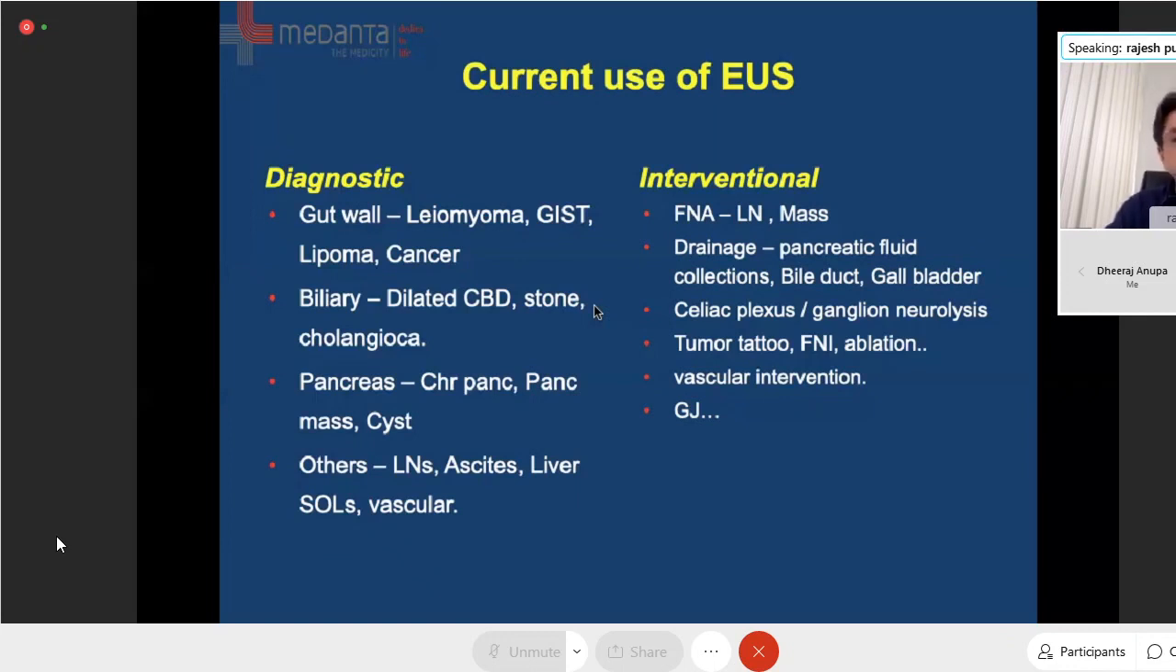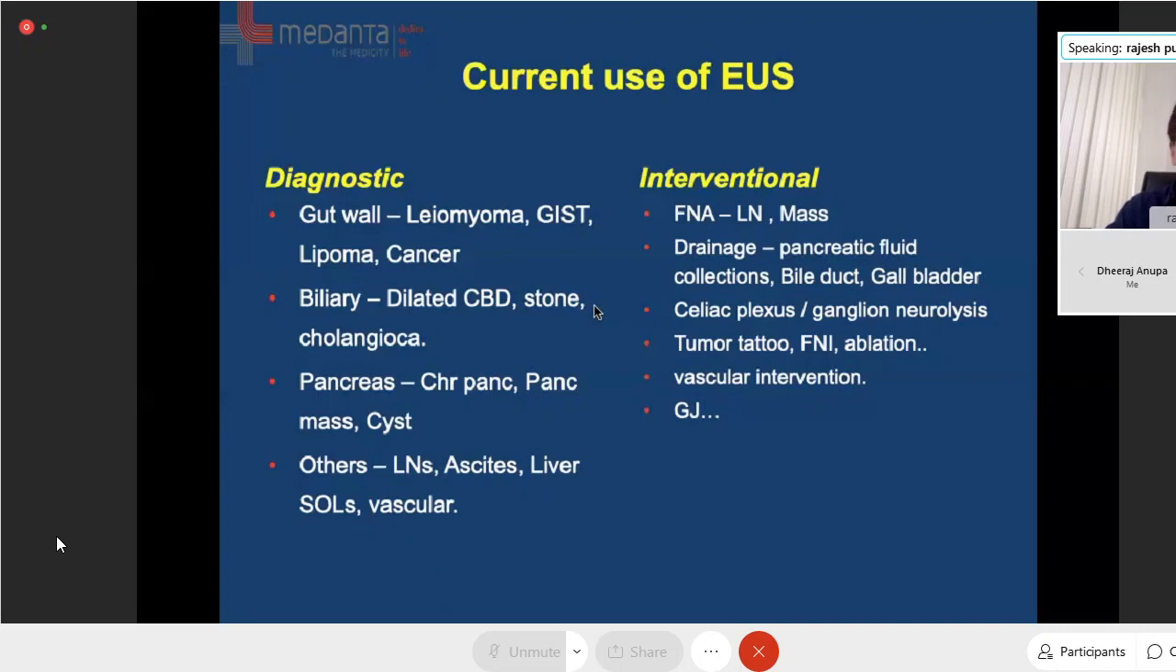When we talk about the uses of endoscopic ultrasound, I'm going to touch upon each one by one. In the gut wall, I talked about the staging of the cancer as well as subepithelial lesions. In the biliary tract: dilated CBD, CBD stone, cholangiocarcinoma. In the pancreas: recurrent pancreatitis, chronic pancreatitis, pancreatic mass, and cystic lesions of the pancreas. And others like lymphadenopathy of any reason, mediastinal or intra-abdominal, ascites, liver SOL, or vascular therapy can be done.